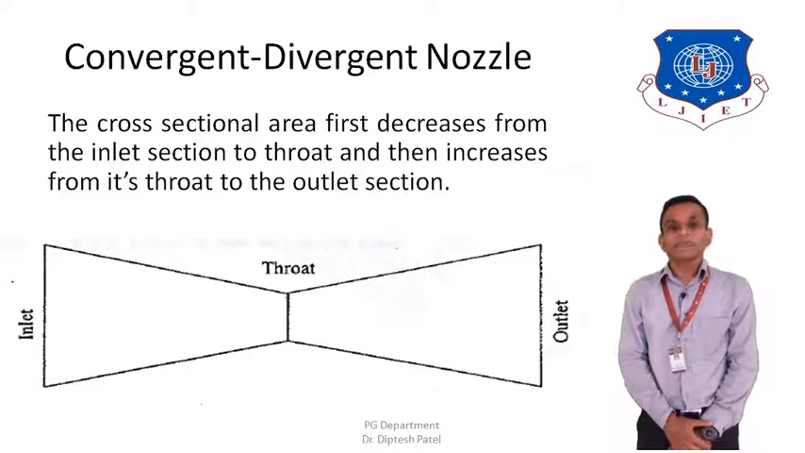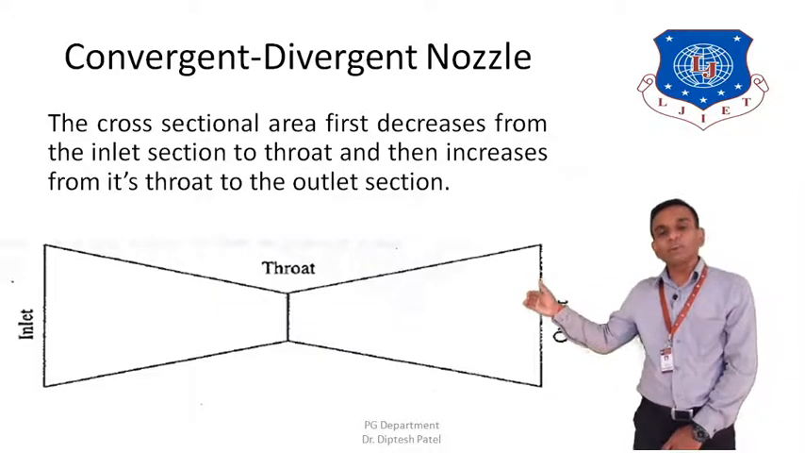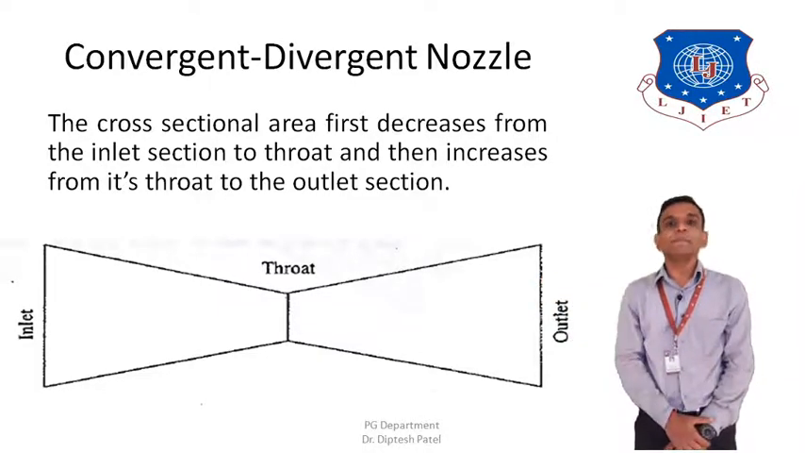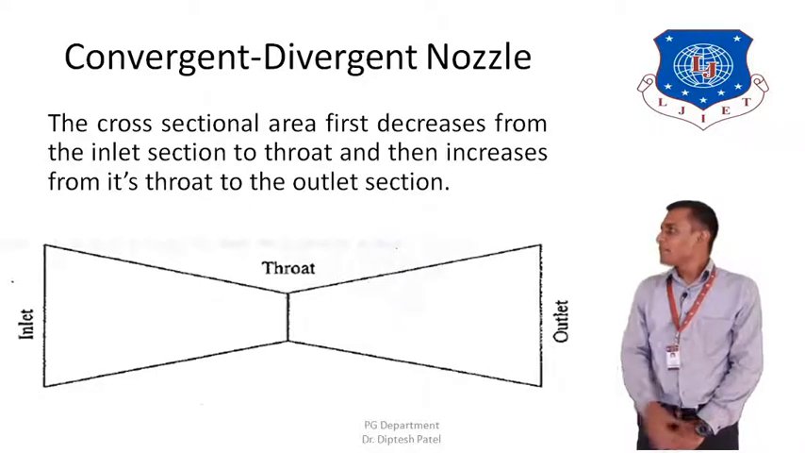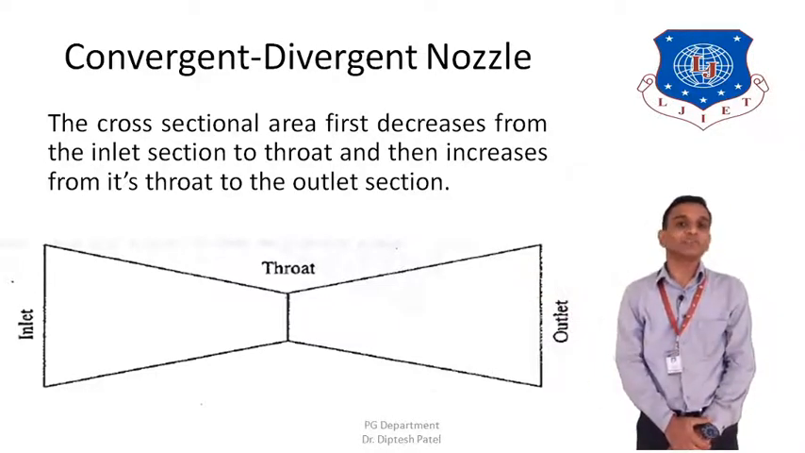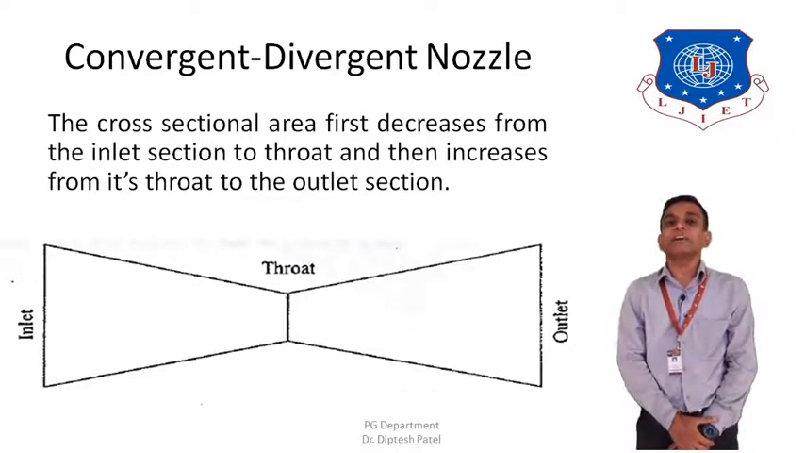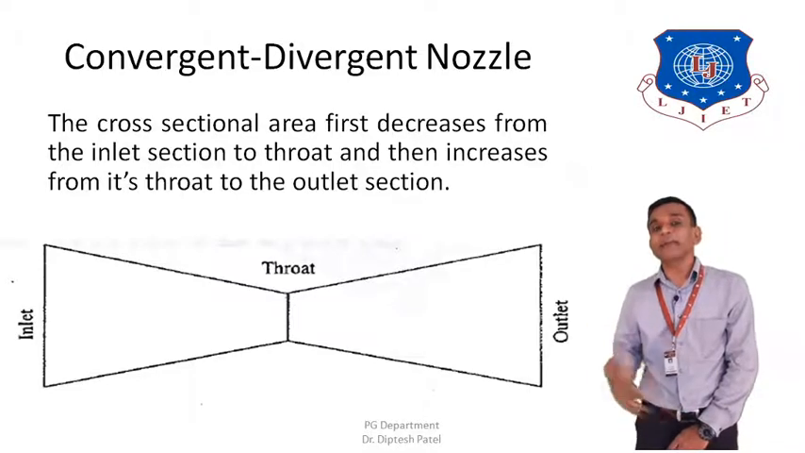And the third type is the convergent divergent nozzle, in which we combine the two different types, convergent and divergent. Here the cross sectional area is gradually reducing from inlet to the throat. At the throat the cross sectional area is minimum, and then from the throat to the outlet section the cross sectional area is gradually increasing.